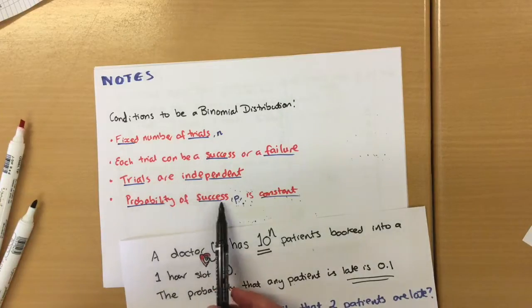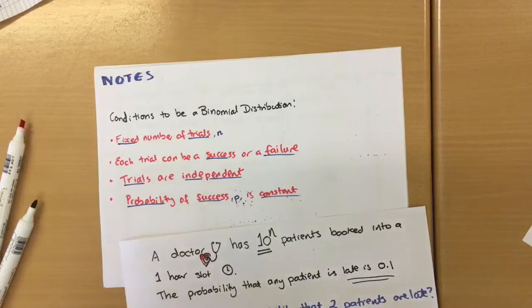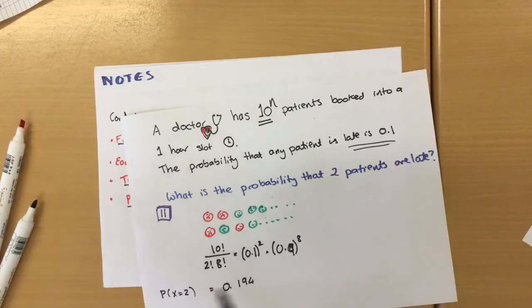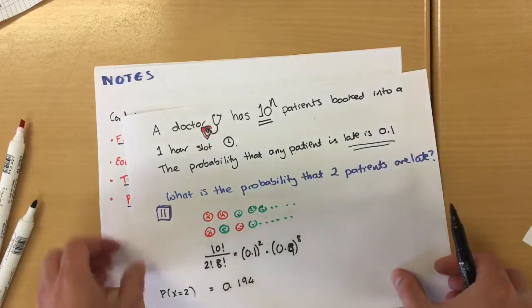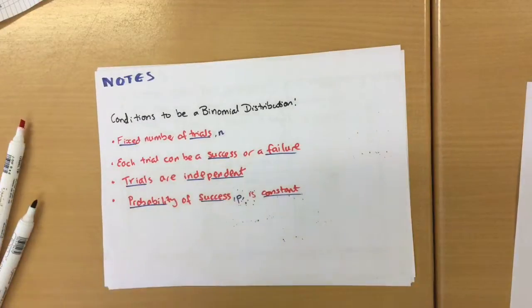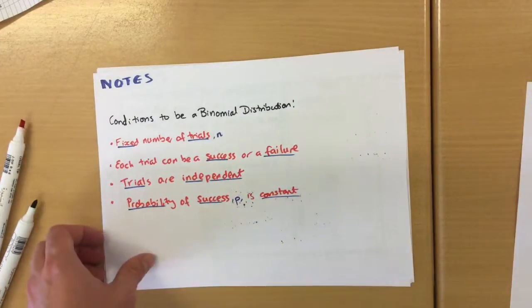Now the chance of success, p, is constant. So there's a bit of a generalized assumption here. We're saying that every patient has a 0.1 chance of being late, no matter who they are, how far away they live, how they get to the surgery. We're ignoring all those other factors, which might seem ridiculous, but if you've got a large enough population, then the average probability of being late will work out pretty constant. So you need to write down those 4 key ways of working out if something's a binomial distribution.